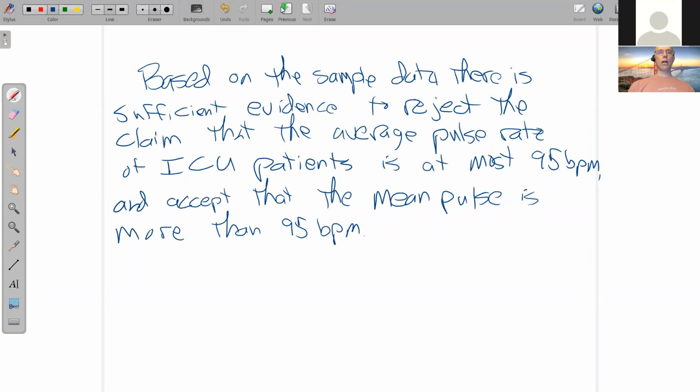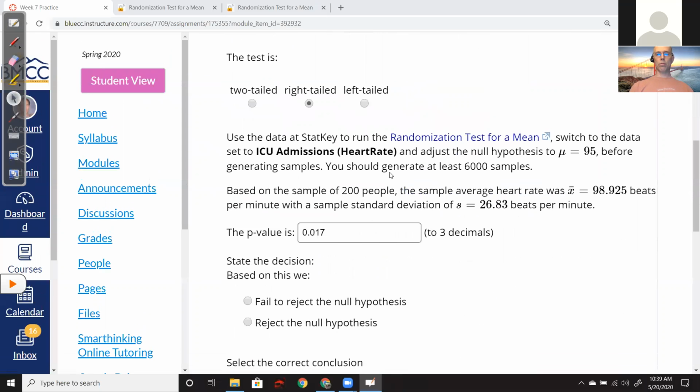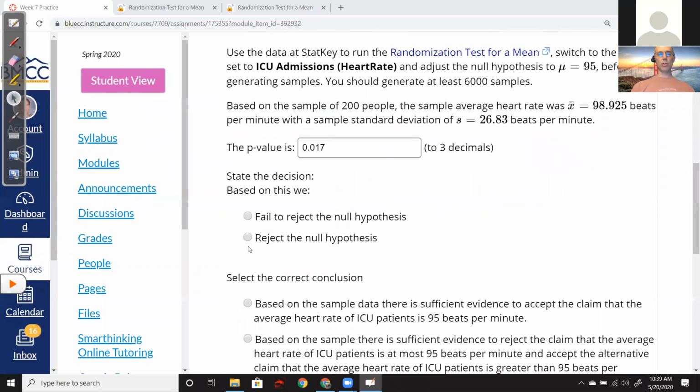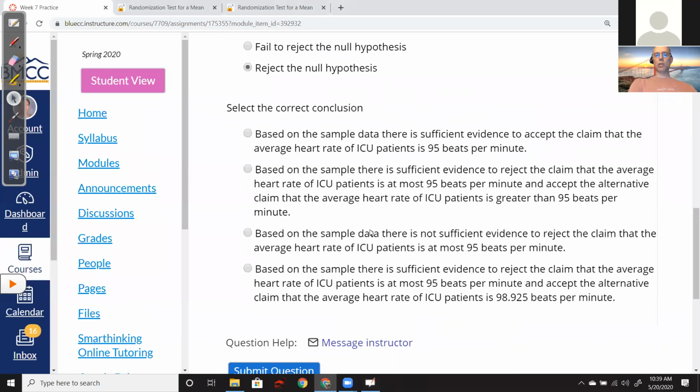So we just got to figure out from the selections I gave you which is the right one. So we do have a small p-value. It's less than the significance level, so that means we get to reject. And then there's a bunch of different wordings here. Some of these are false and some are nonsense. So the first one, based on the sample data, there is sufficient evidence to accept the claim that average heart rate is 95. Okay, no, that's not what we found.